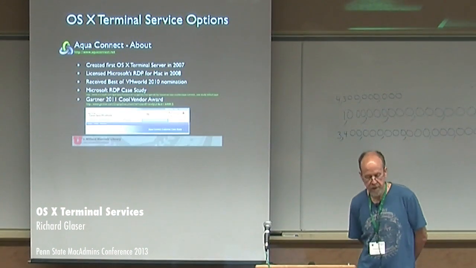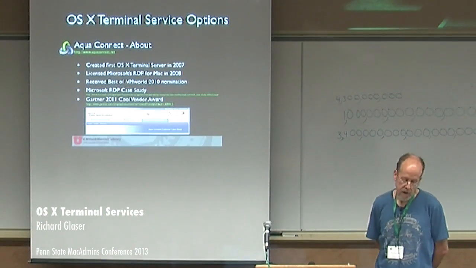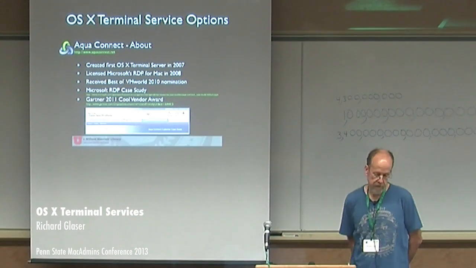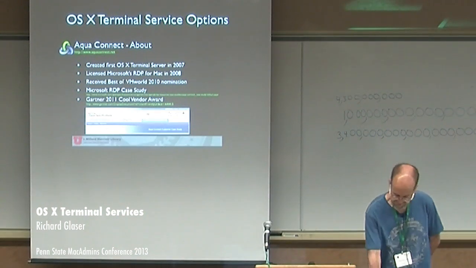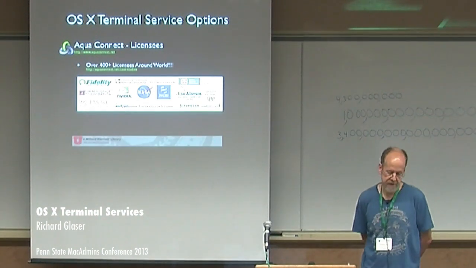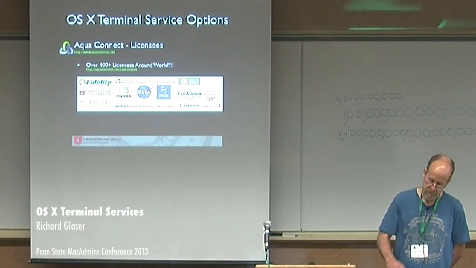Aqua Connect was the first terminal server available, in 2007. They received the Best of VMworld 2010 and a Gartner 2011 Visionary Award and other things on that list. Aqua has 400 plus licensees around the world, and here are some notable examples.